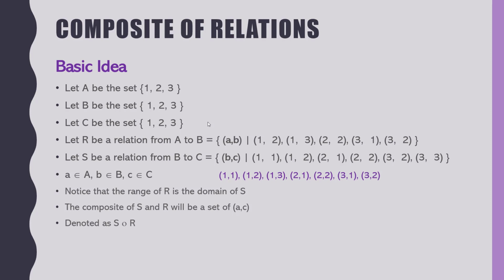So this is how we denote it. It's S with the little circle. I couldn't really find a character for that, so that's the closest thing I could find. But it's S with a little circle and an R. Okay? That's how it's noted. That's the composite of S and R.